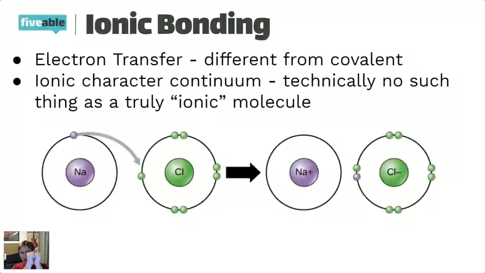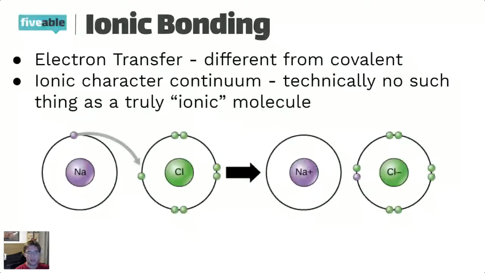Opposite charges attract. However, the thing with ionic bonding that you have to remember is that there's technically no such thing as a truly ionic molecule. There are molecules such as sodium chloride that get incredibly close. However, there will always be some covalent character to it. So, for example, take aluminum as an example. Aluminum fluoride, for example. I think that's what it was.